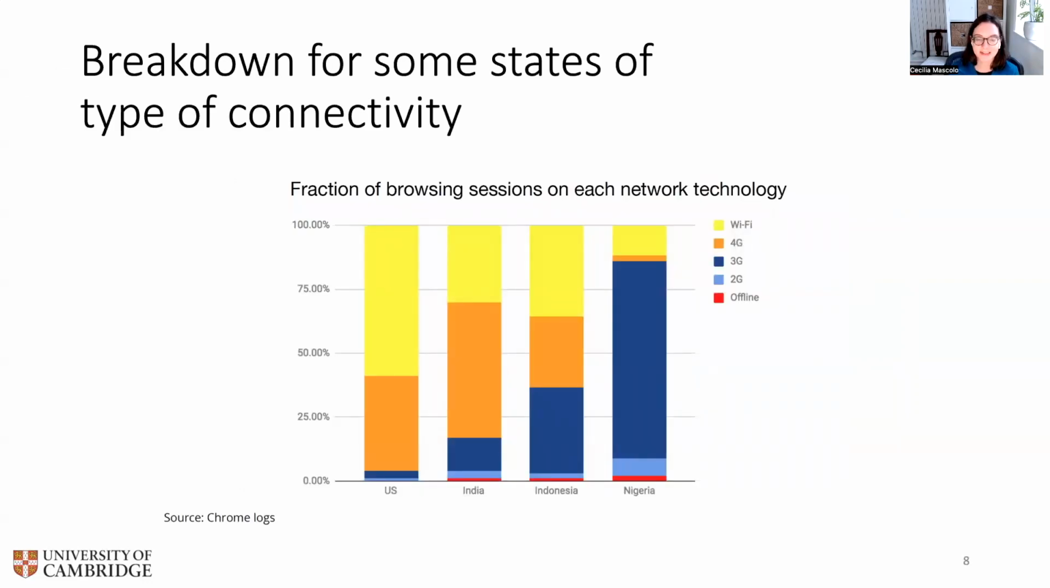And this is the other side of the coin somehow. Although this picture already is a few years old, I find it quite compelling. So on the x-axis, you find different countries. And on the y-axis, the percentage of, this is just browsing sessions on network technology. And obviously in the US, it's all yellow and orange, meaning that the connection is quite fast and good. But if you go to different countries, this picture is different. And the last column, Nigeria, mainly has connectivity which is at much higher latency than the US.